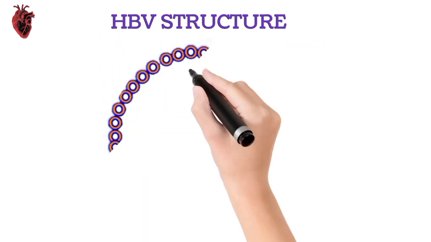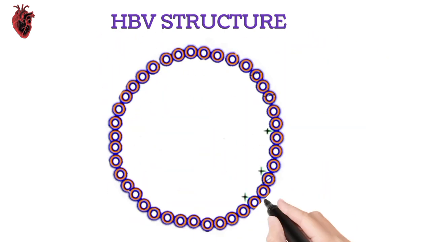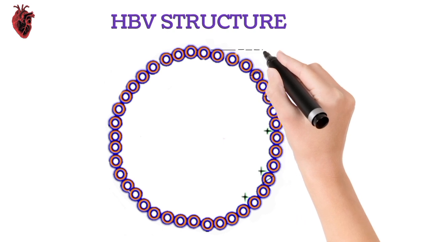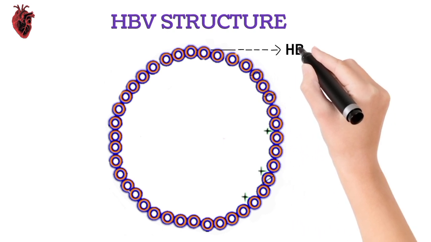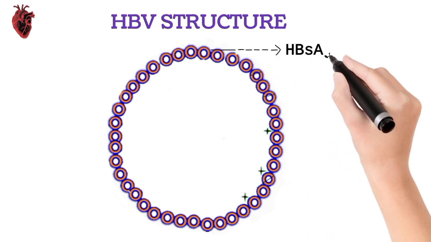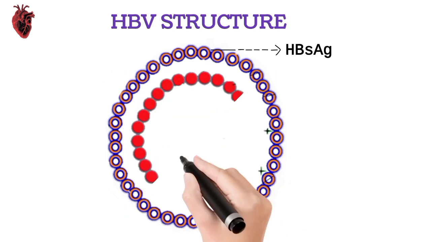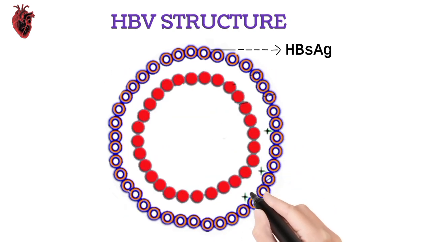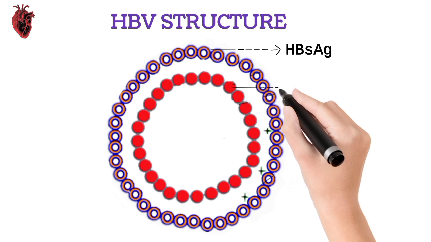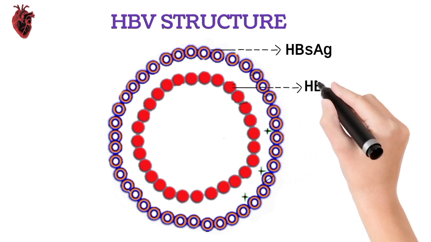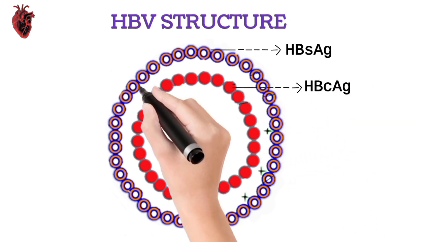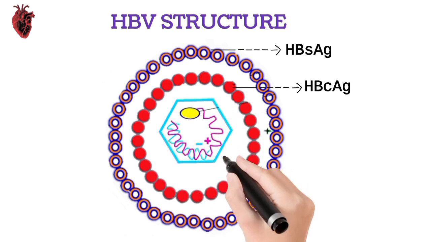It consists of an outer lipid envelope. This envelope contains a protein called the surface antigen, which is important for laboratory diagnosis and immunization. Inside the envelope is an icosahedral nucleocapsid, also called the core particle, composed of hepatitis B core antigen. This capsid surrounds the viral DNA and associated proteins.